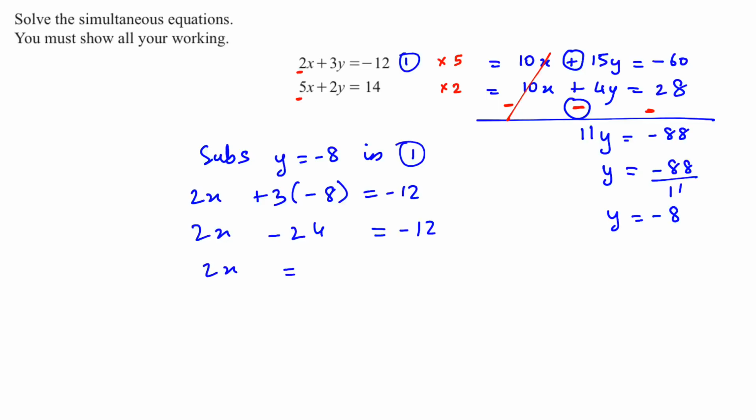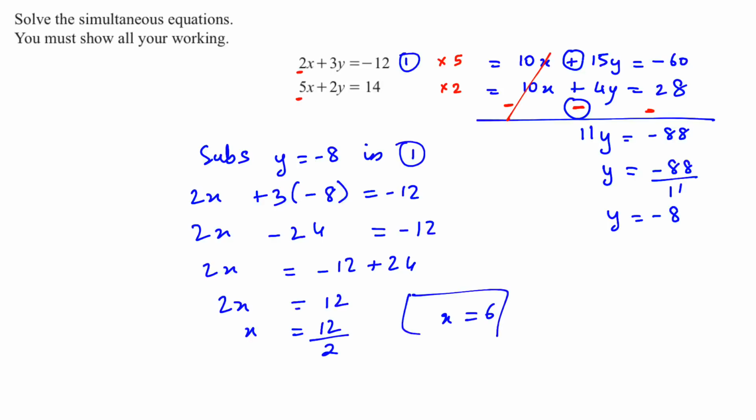Bring the negative 24 to the other side, it will be positive 24. 2x is equal to 12. 2 multiplied by x, so therefore when we bring the 2 to the other side, it will be a divide. X is equal to 6. So x is 6 and y is negative 8.